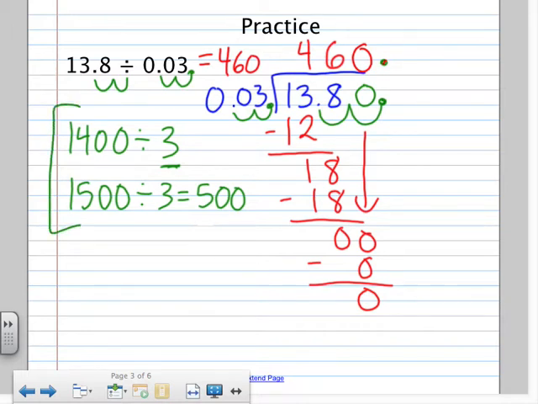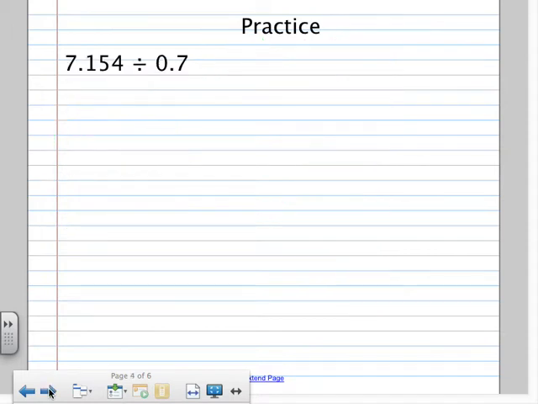So this whole checking process, the estimating, it's just something you can do mentally. Think of something that's close to it. You're just checking, am I close to the answer to make sure I'm doing it correctly, okay? So that's 460. All right, let's do another practice problem. So again, go ahead and pause it, do it. When you're done, hit play.